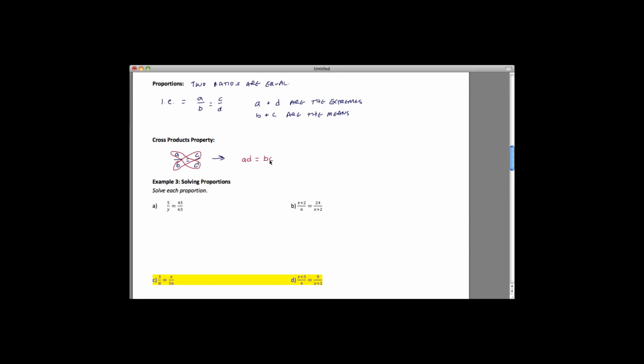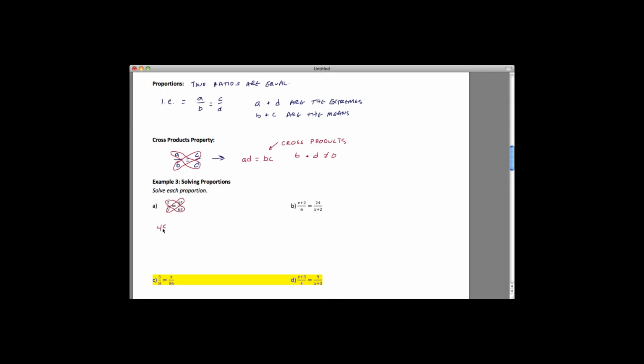Okay? So this means that B and D cannot equal 0 because we can't divide by 0. Okay? And so these are called cross products, because we look across the fraction to find those products. Okay? In example 3, we're going to use these to solve. Well, we see pretty clearly that when we make these circles, we set them equal to each other.